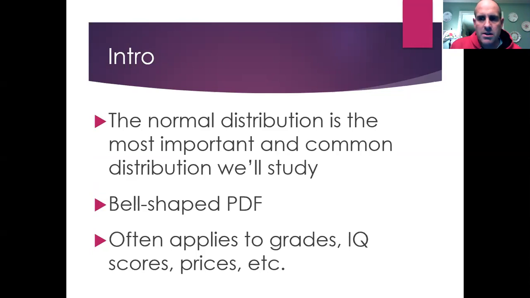So when in doubt, most distributions of continuous data, and even some that are discrete, are well approximated by the normal distribution. Things like grades, IQ scores, SAT scores, ACT scores, lots of things like that are normally distributed.